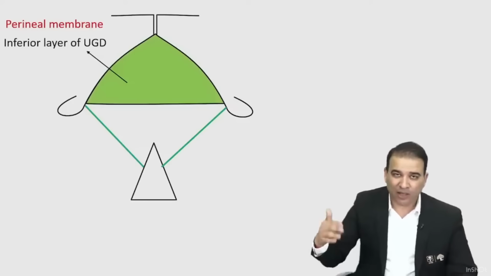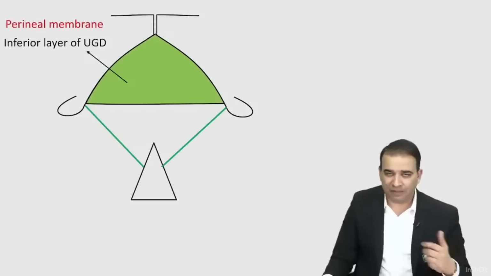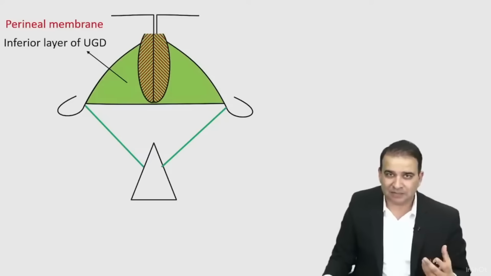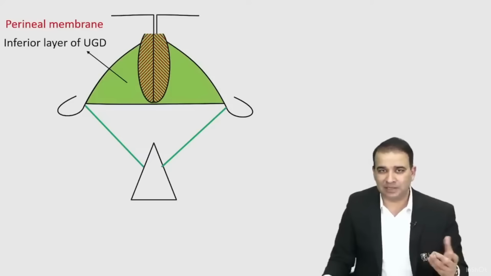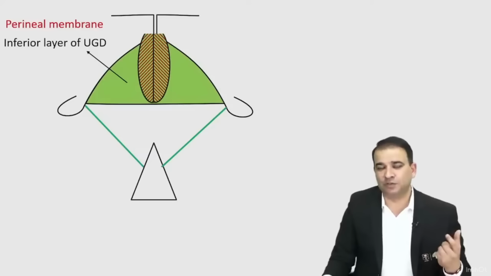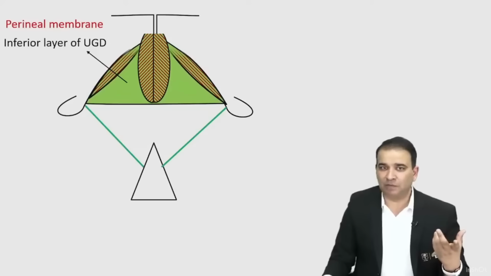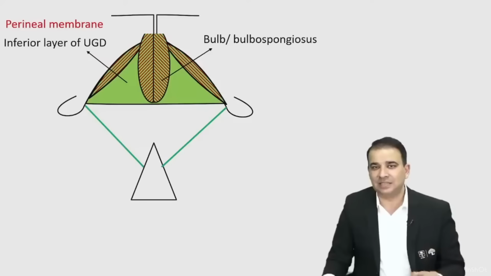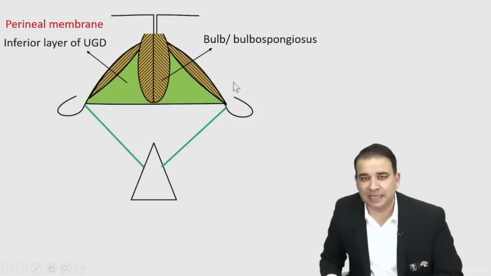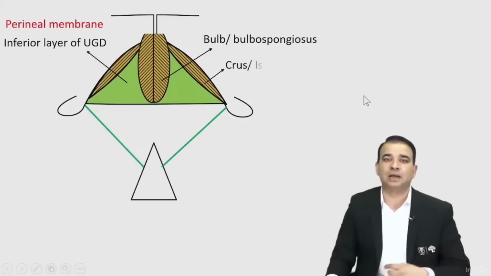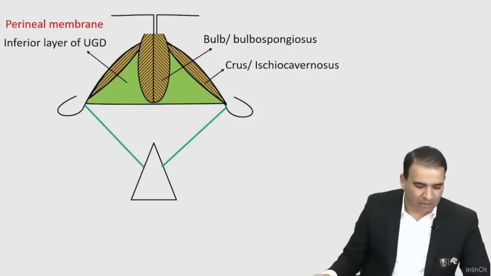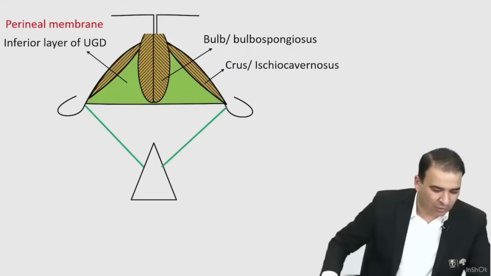What will be below this? Further below that you will have a bulb. If let's say it's a section of male perineum, there will be the bulb of the penis and the muscle surrounding it, and the crus of the penis. The muscle surrounding the bulb of the penis is called the bulbospongiosus, and the muscle surrounding the crus, coming from the ischium bone from the side here, is called the ischiocavernosus, guys. So the bulb is covered with the bulbospongiosus and there is an ischiocavernosus.